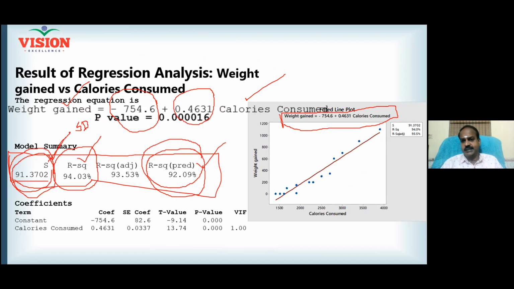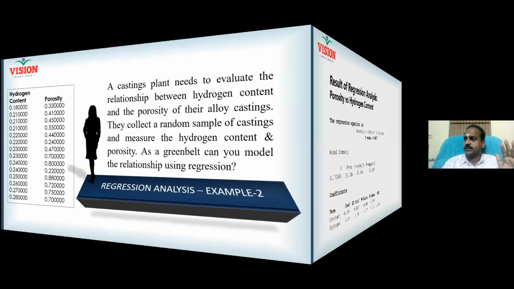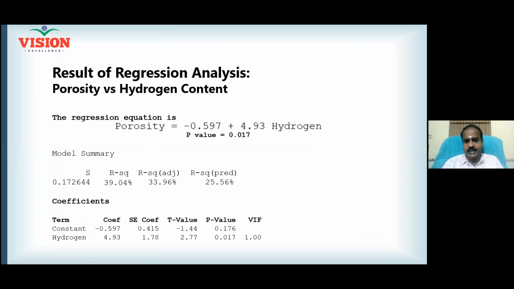So see here, the p-value always needs to be studied. And same problem, hydrogen content and porosity. So I plotted the scatter, then I derived the regression equation, and see here, this is the equation. Significance is also there. But now what is your inference here? R square is 39. What does it mean?